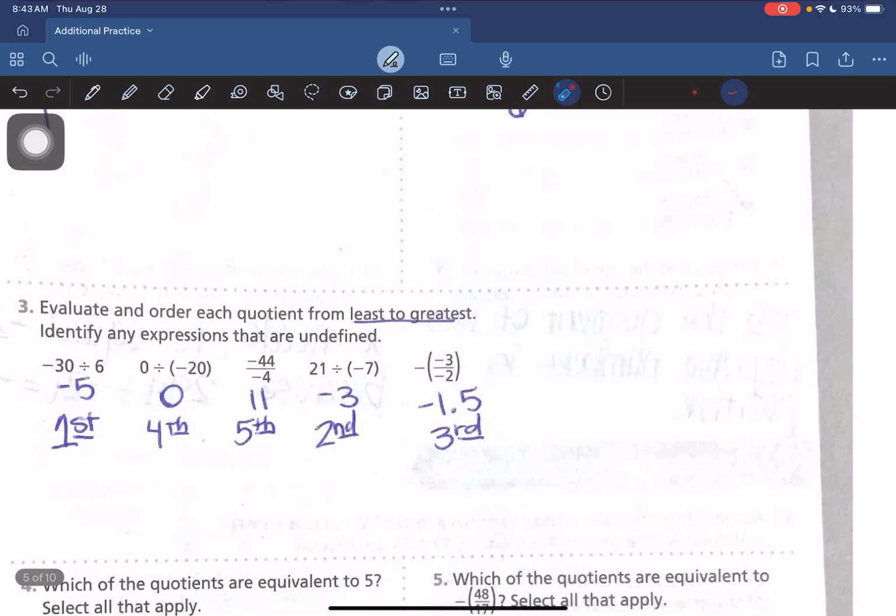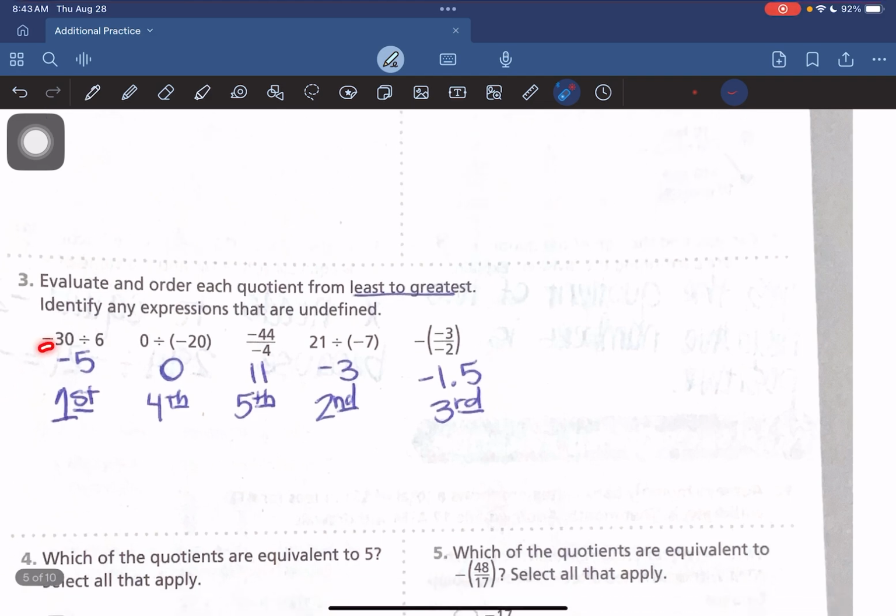Here we have things from least to greatest. So this is the order of the correct answers. And guys, you can always pause if the video is going too fast to check your work. I know that it's probably going a little bit quickly.